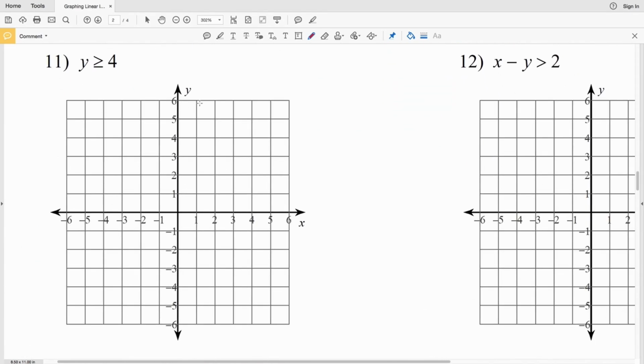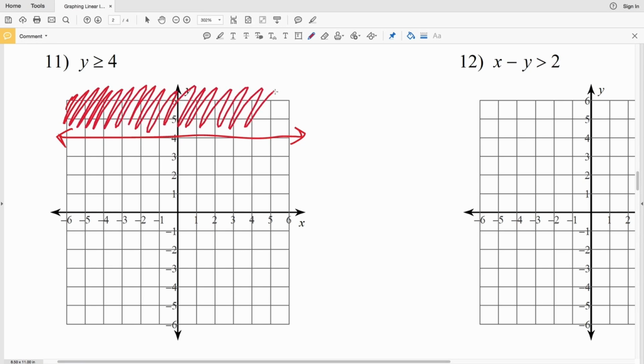In number 11, our slope is 0, so it's going to be a horizontal line. What we need to do is locate the y equals 4 line, and it's going to be solid since it's greater than or equal to. And now we just have to decide which way we're going to shade, where if y is everything greater than or equal to that 4, that's going to include 5, 6, and so on, so we're going to shade above that y equals 4 line. And that's the answer to number 11.